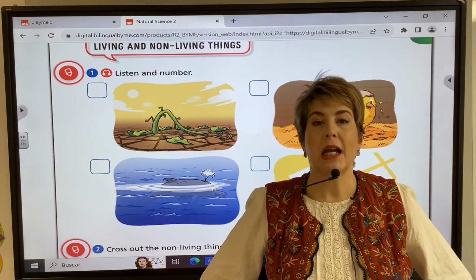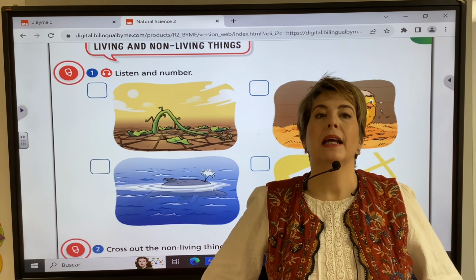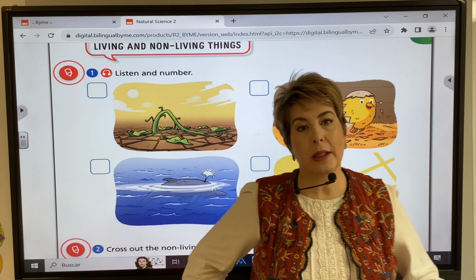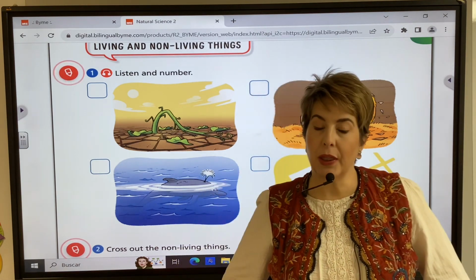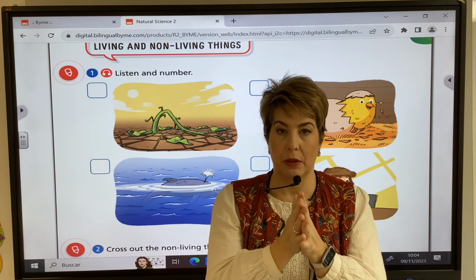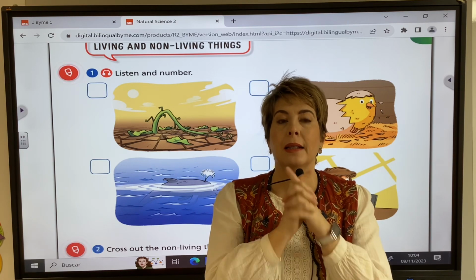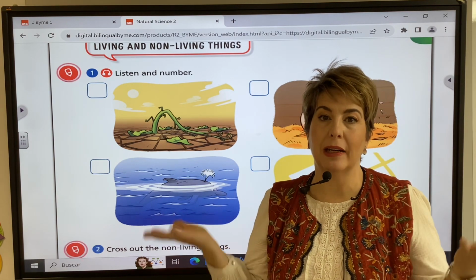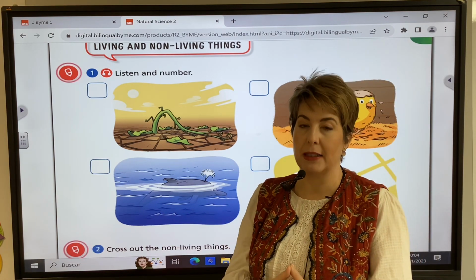Today we are doing Natural Science, Year 2, Unit 1. And we are talking about living things, and especially we are going to talk about animals, okay? Let's talk first of all about living things. Which are the characteristics of living things?